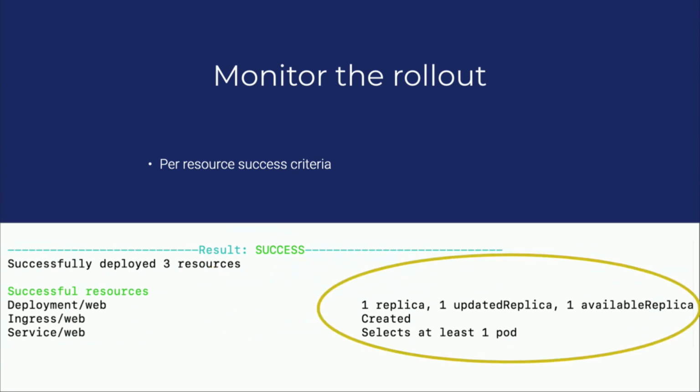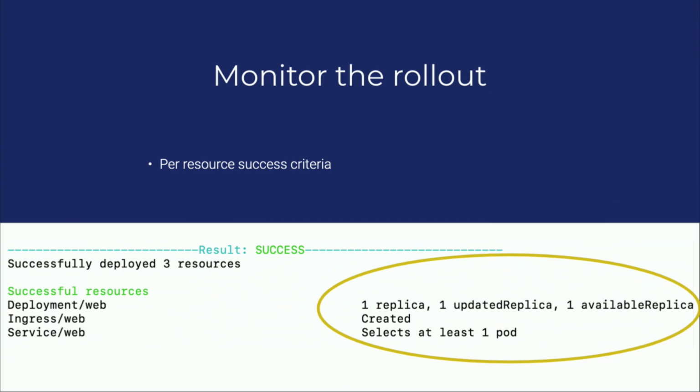So for a deployment, let's make sure the number of replicas you asked for are the number that are updated and available. For a service, if you're using pod selectors, let's make sure those pod selectors actually select something. It's no good to say the ingress is fine, the deployment's fine, but your service is connected to nothing out there. We want the whole pipeline to work.